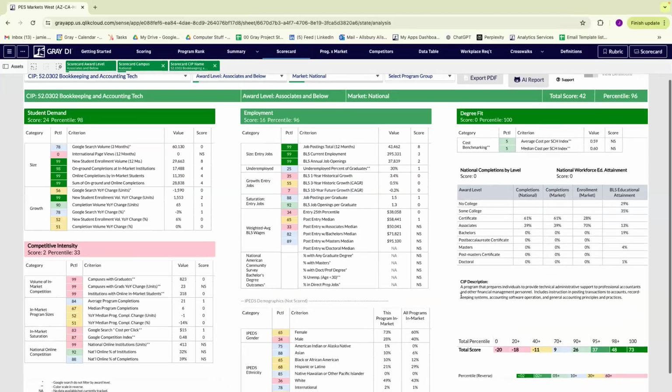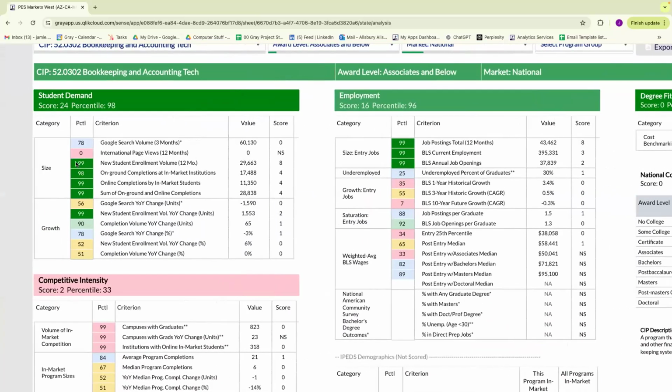Okay, so looking at this scorecard, you see at first glance the dark green, meaning that it is a strong program, in the 96th percentile, again across the nation at the associates level. Student demand is coming in very high at the 98th percentile. And I like to see not only the size, but then are we continuing that trend of being high in the size? And it looks like the growth has dropped a little.